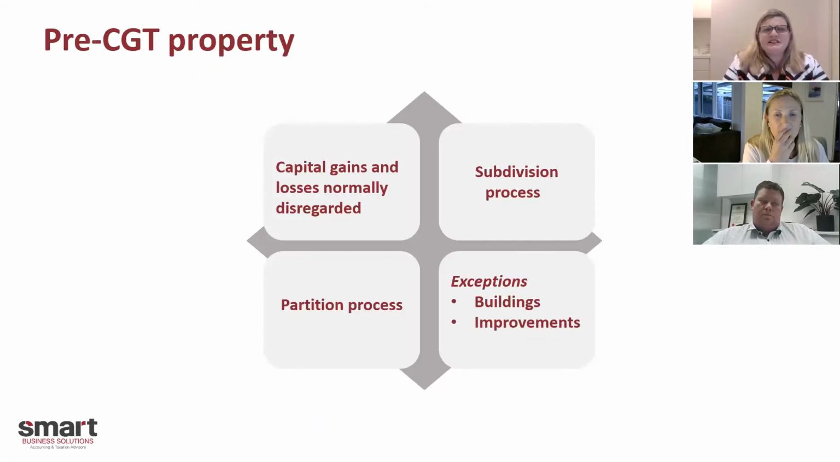So now just going on to then PreCGT property. PreCGT property basically means you purchased it prior to 1985, before capital gains tax existed. What a great time that was. There was no capital gains. You could make as much money as you wanted to on an asset, and you didn't have capital gains tax. So we call it a PreCGT property. Capital gains and losses are disregarded on those properties.